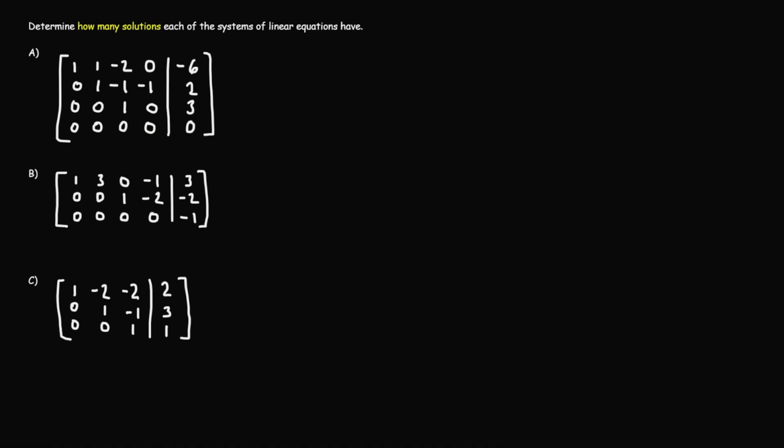In this example problem, we want to determine how many solutions correspond to each of the systems of linear equations below. So essentially, there are three different cases for the number of solutions. One being one solution, which means that the matrix has pivots in all of the columns. And these are the columns to the left of the vertical line.